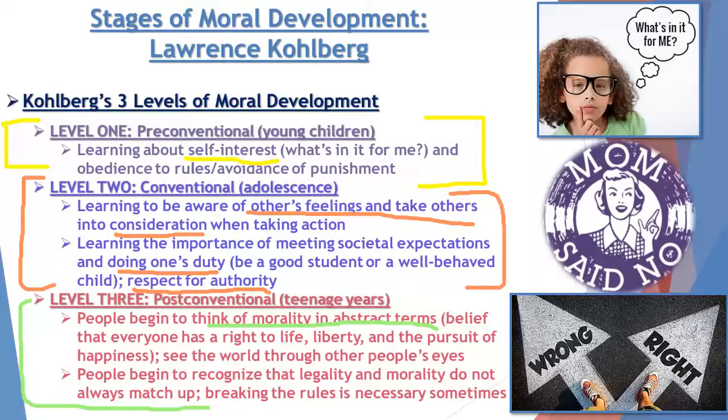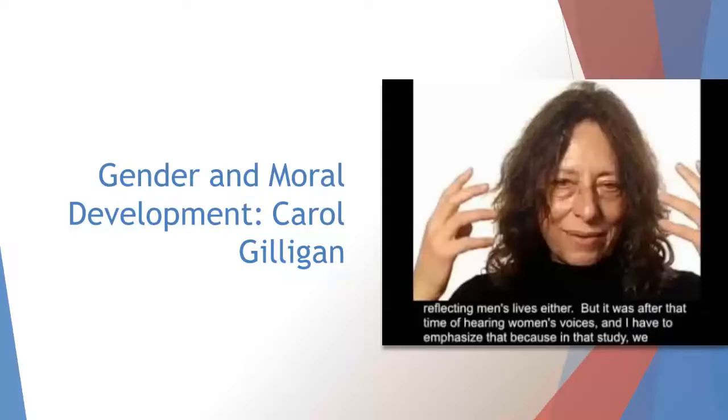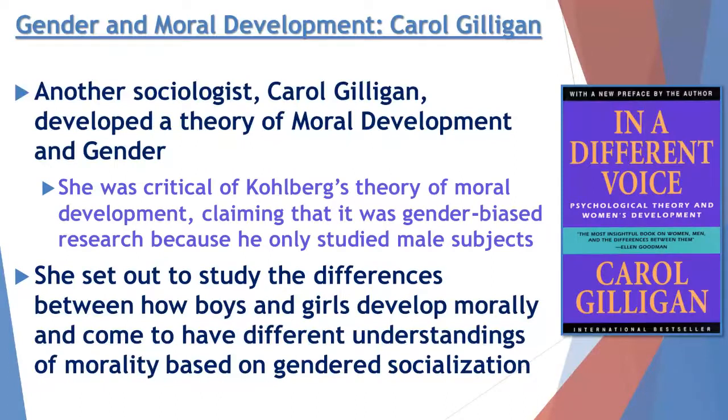Now, Carol Gilligan actually used to study alongside Lawrence Kohlberg. They wrote some papers together. But this particular three-stage path of moral development that he came up with, Carol Gilligan had some issues with. So she criticized his work for being gender biased. She said, and this was back in the 70s, that he was only studying male subjects when he came up with this path of moral development.